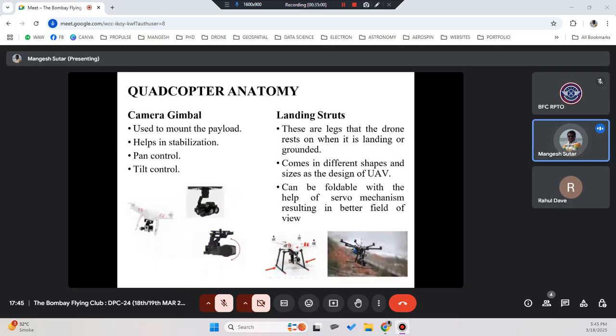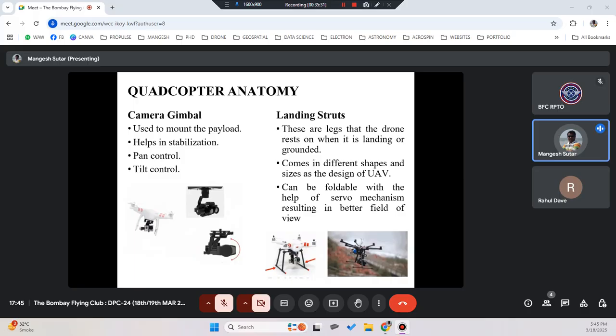Okay. Then your quadcopter anatomy, you can always have a camera with the gimbal. So gimbal is basically used to mount the payload, as well as it helps in stabilization. Because if you do not have a gimbal and you directly connect the camera to the drone, what will happen? If I want to take the shot at an angle, I have to manage my drone accordingly. Whereas if I have a gimbal, I do not have a dependency on the drone. My drone will be flying in a very stable, constant, smooth operation.